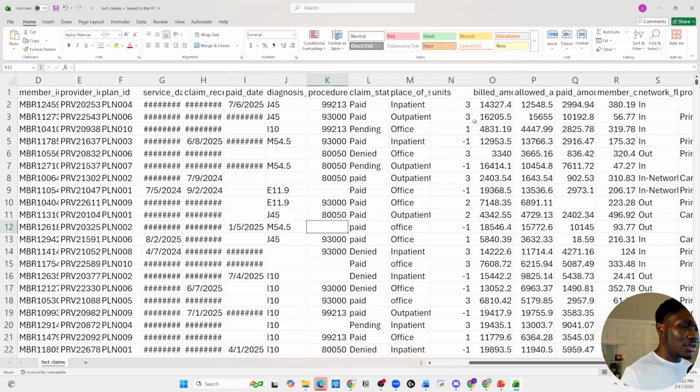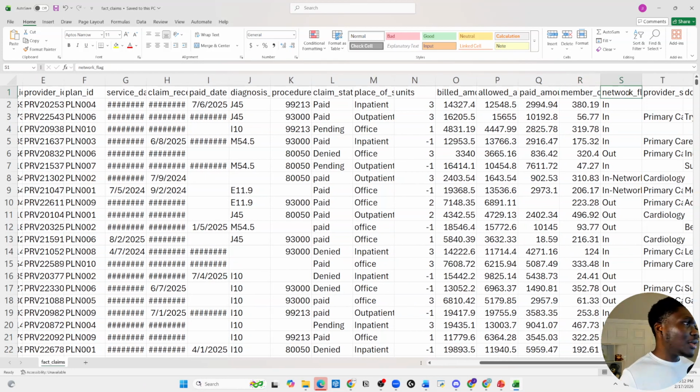There is also the billed amount. The billed amount is the amount that the provider asked. That's the doctor saying, okay, this is what you're going to pay. The allowed amount is the amount that the health insurance said they can pay, and the paid amount is what they eventually paid. This is the member cost share. This is what they paid. Then we have this network flag.